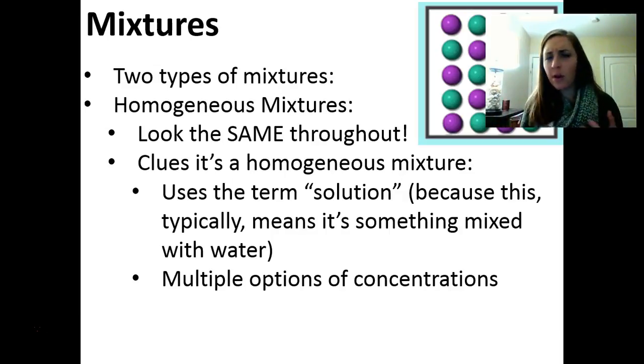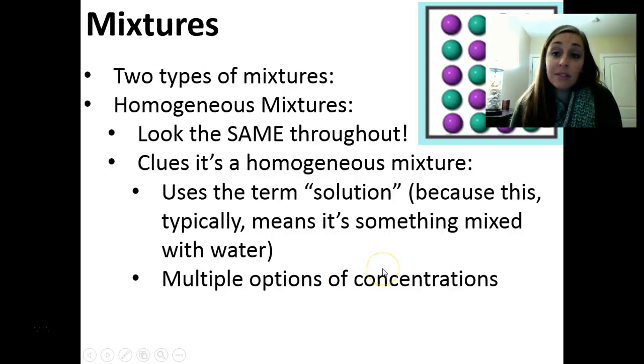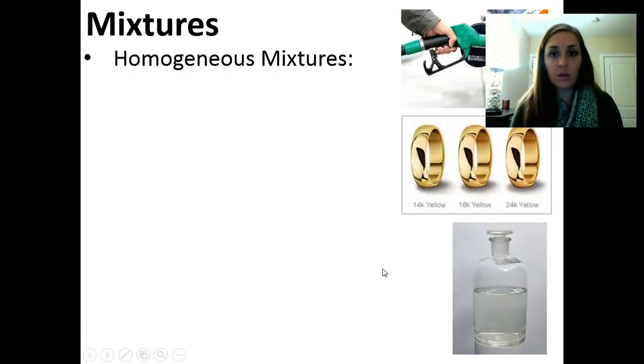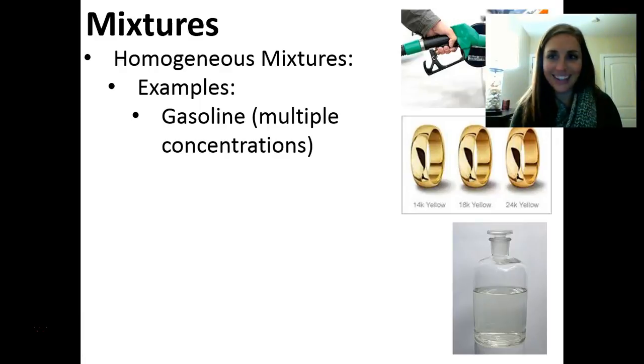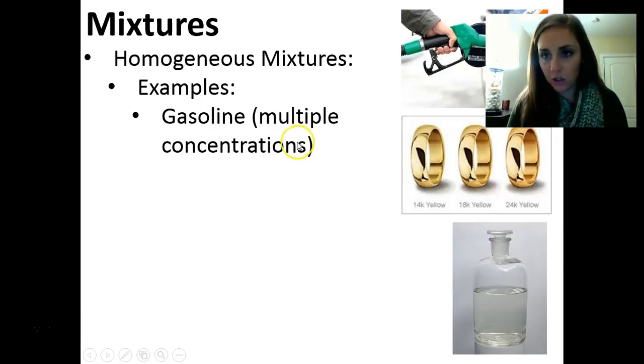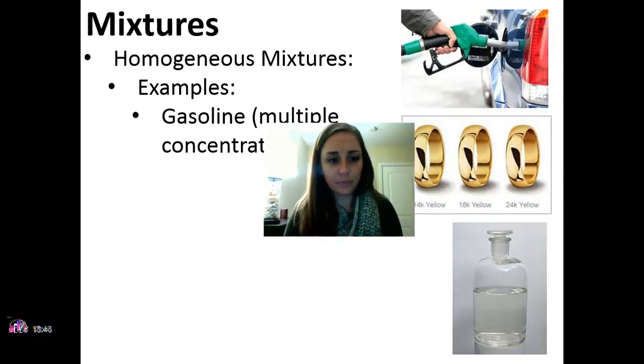So if there are multiple concentrations, like when you have gasoline and you can get different octane levels, well then it's not a compound because it's not a set ratio. So it has to be a mixture. And if it looks the same but there are multiple concentration options, then it's a mixture. So here are some examples. Gasoline, I just mentioned. So you have multiple concentrations. There's your clue to know that it's a mixture.